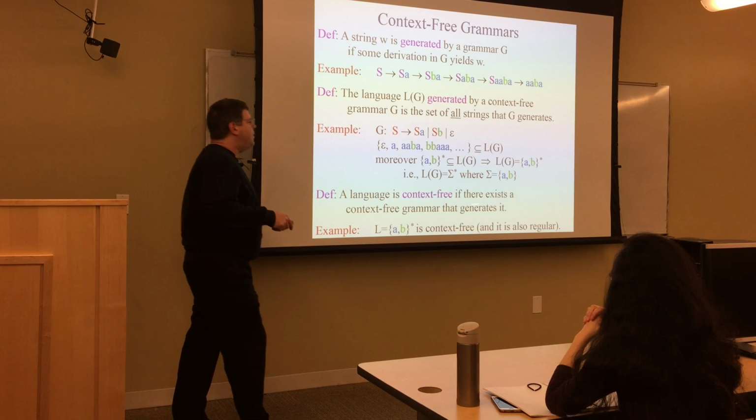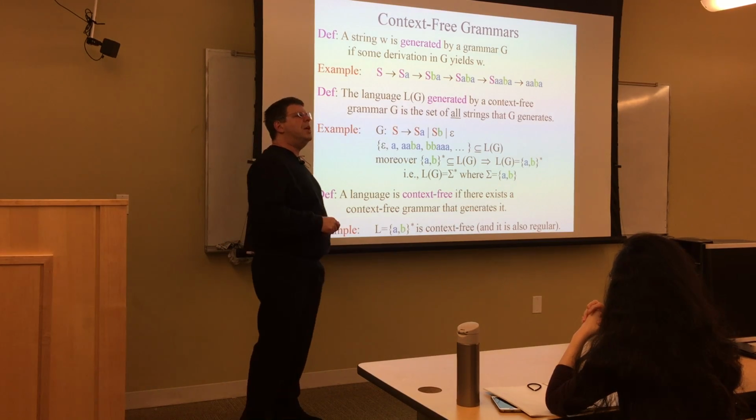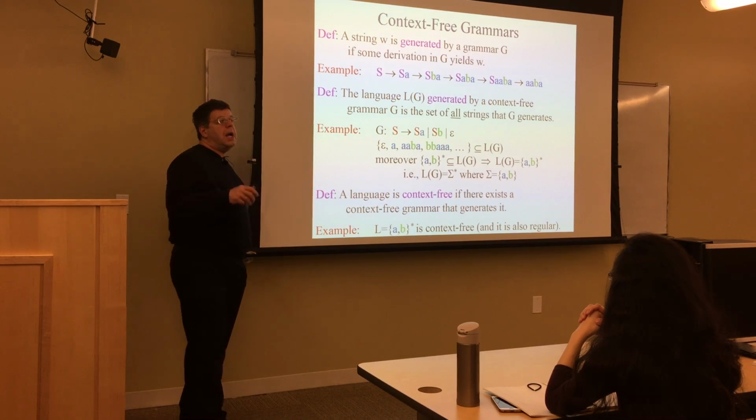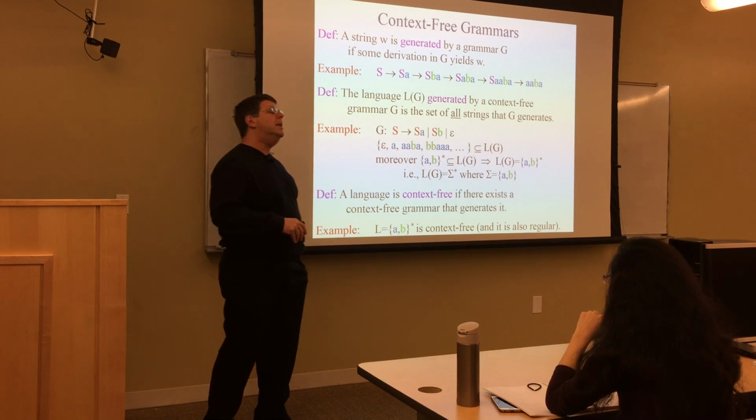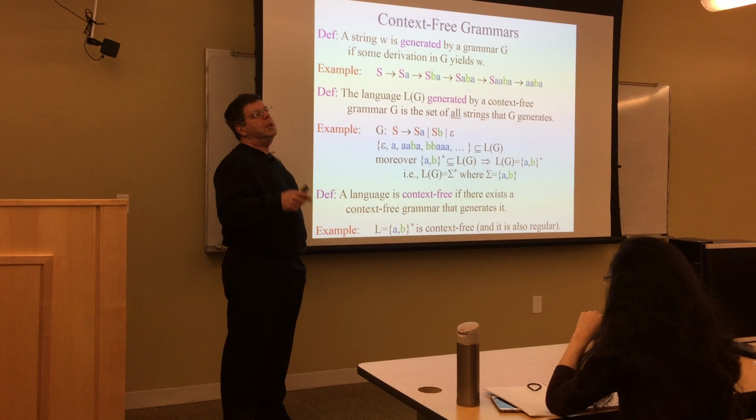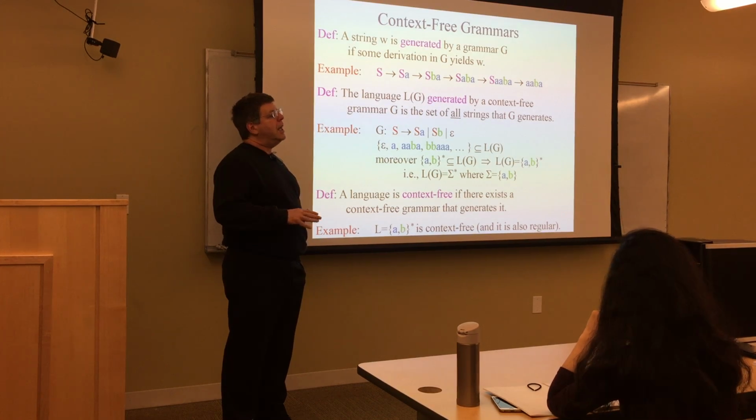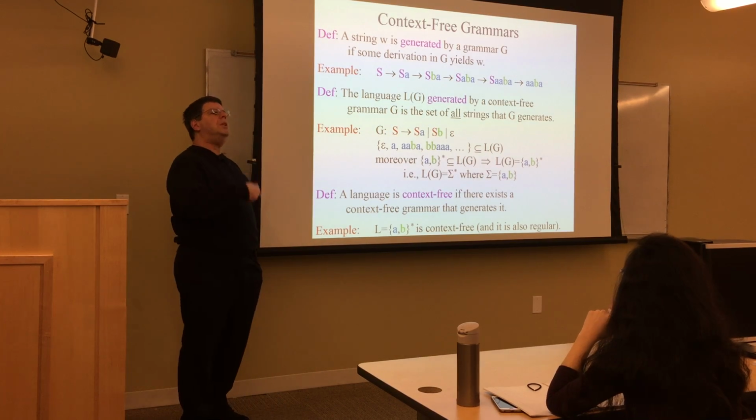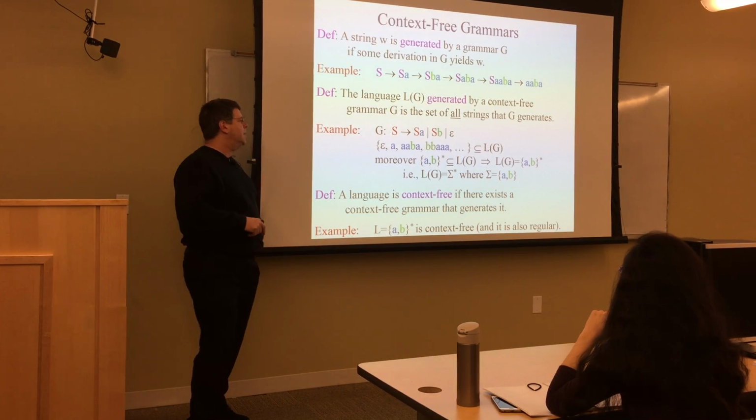And a language is context-free if there exists a context-free grammar that generates it. Now that's not a vacuous definition, because some languages do not have a context-free grammar to generate them. An example would be 0^n 1^n 2^n. That's not a context-free language. There's no context-free grammar in the universe that possibly generates that. We'll prove things like that soon enough.